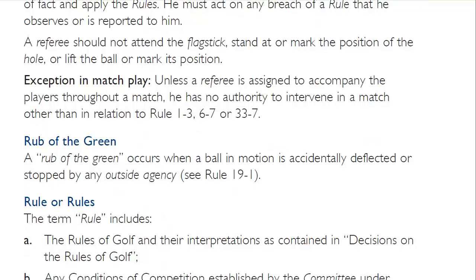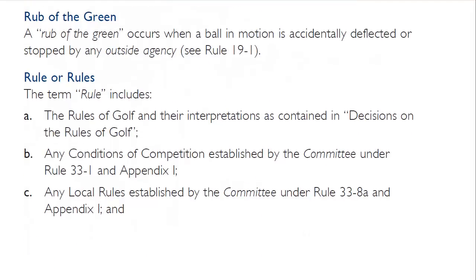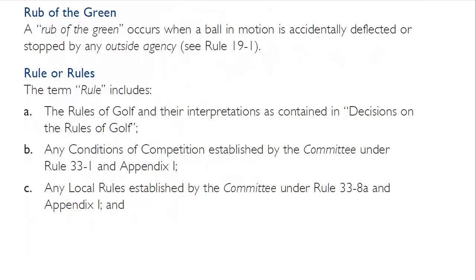Okay, putting green, referee, rub of the green. Everybody's heard that term before. Let's read that one. A rub of the green occurs when a ball in motion is accidentally deflected or stopped by an outside agency. So it's not what some people call rub of the green. If you get a bad break, that's not rub of the green, even though people go, oh, that's the rub of the green. It's really not. It's got to be deflected or stopped by an outside agency. For example, a mower's out there and you hit the ball, it hits the top of the mower and bounces out of bounds. That's rub of the green.